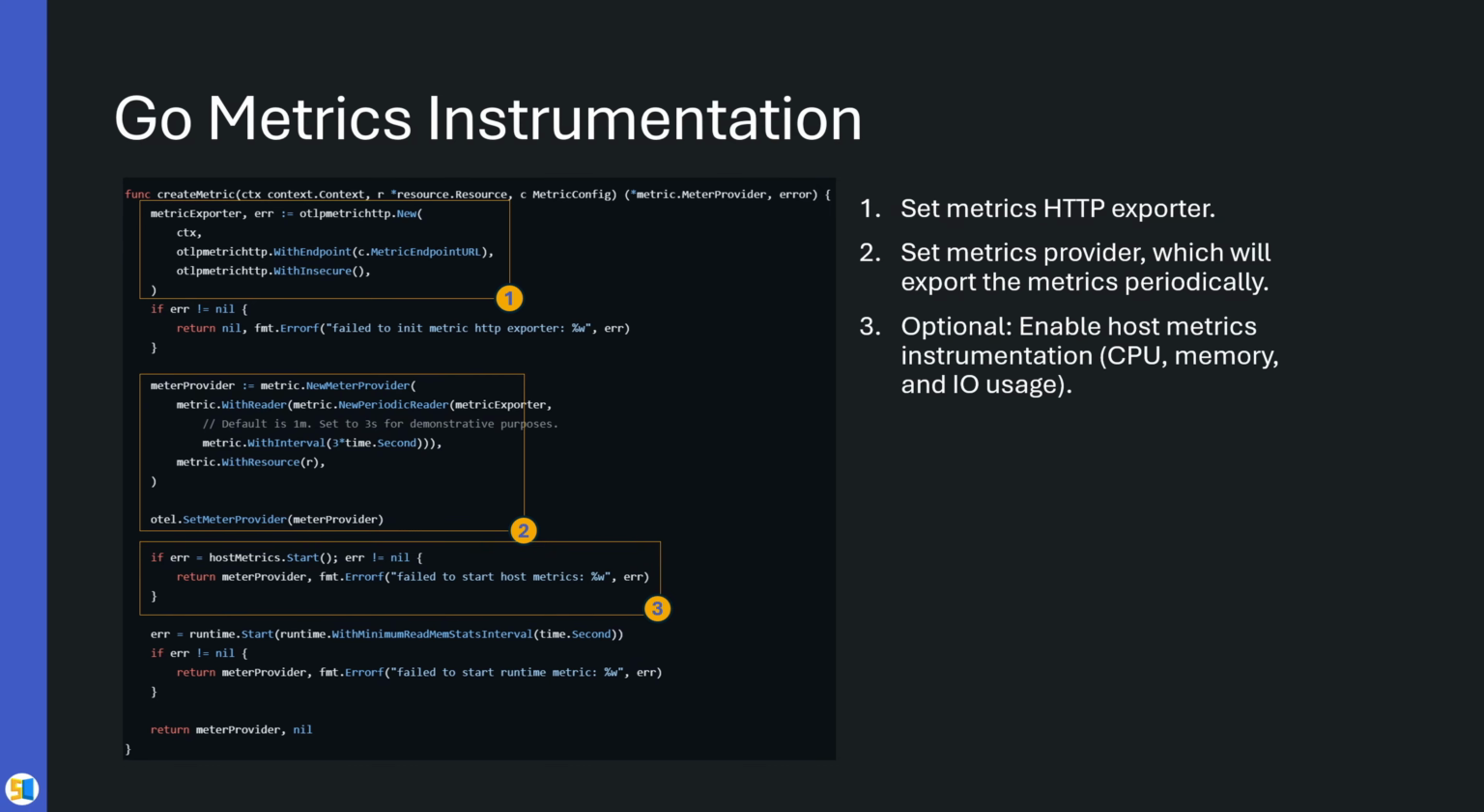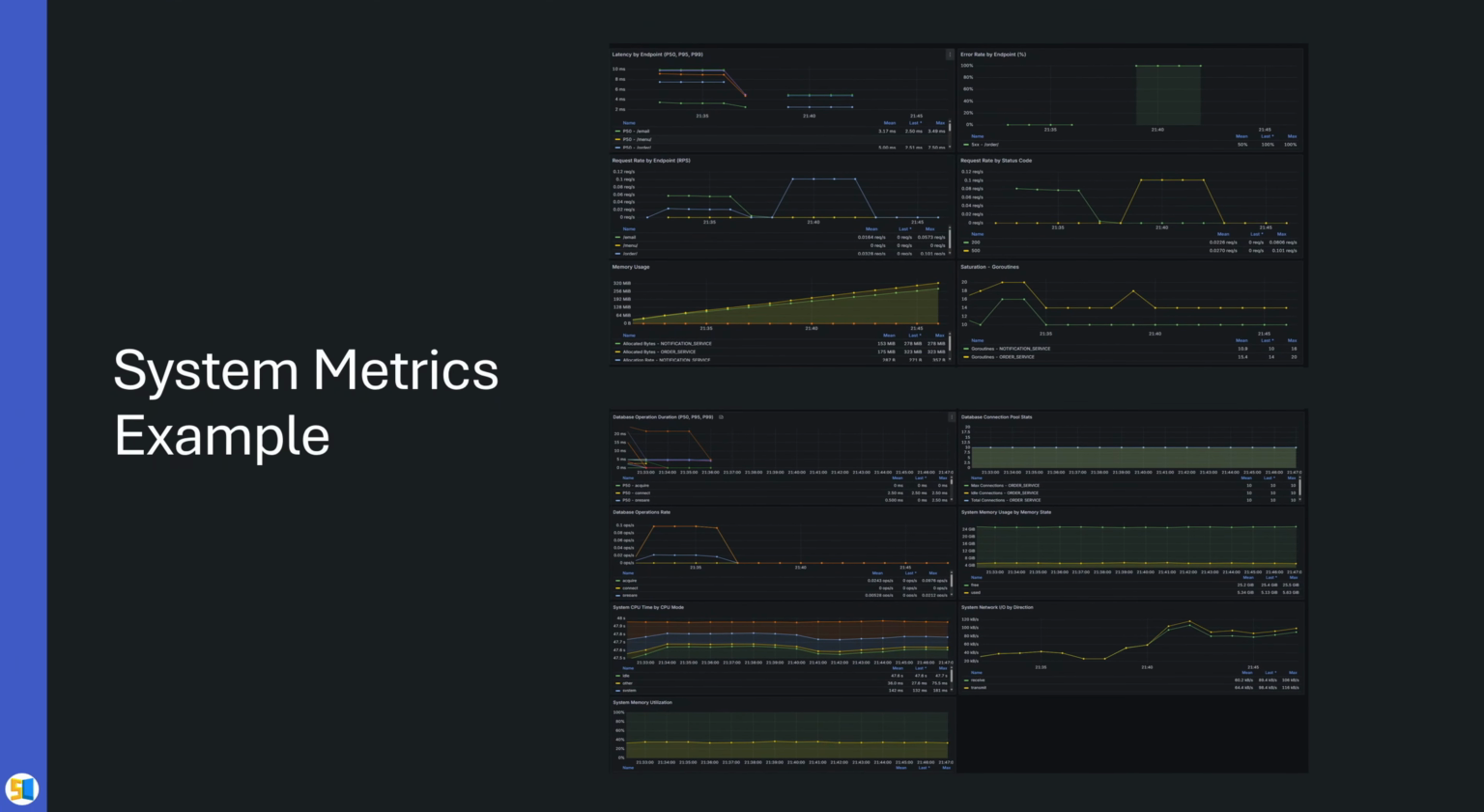And then I will run another library that is provided for us, the instrumentations, host metrics. This is optional, right? It enables host metrics instrumentations like CPU, memory, and IO usage. Runtime. This will export and report Golang runtime metrics like coroutines, GC, etc. Heap.